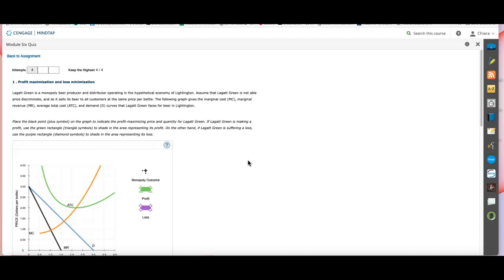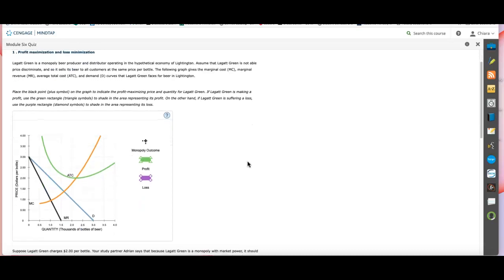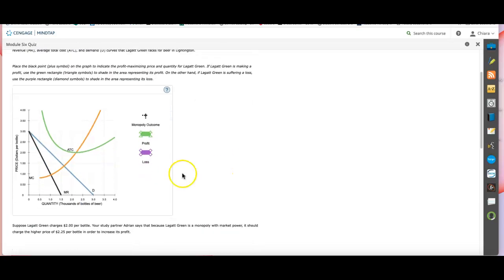beer in Lightington. So the first thing we know for monopolies is that the profit maximization quantity is found where marginal cost, this orange line, intersects marginal revenue. So the first thing we can find is that this profit maximization quantity is at this intersection. We know this from what we've read, and from here we can find the price that the monopolist can charge by looking at the demand curve for its firm.